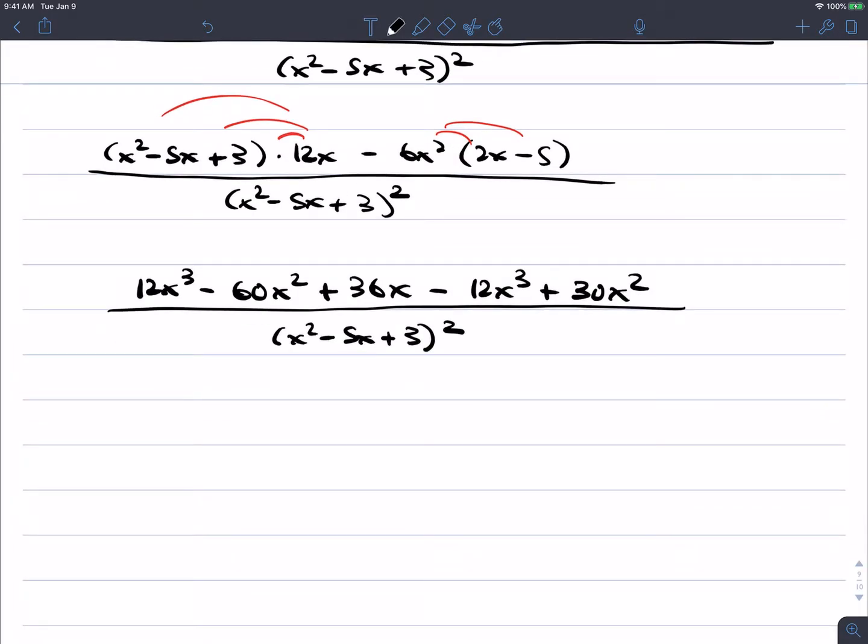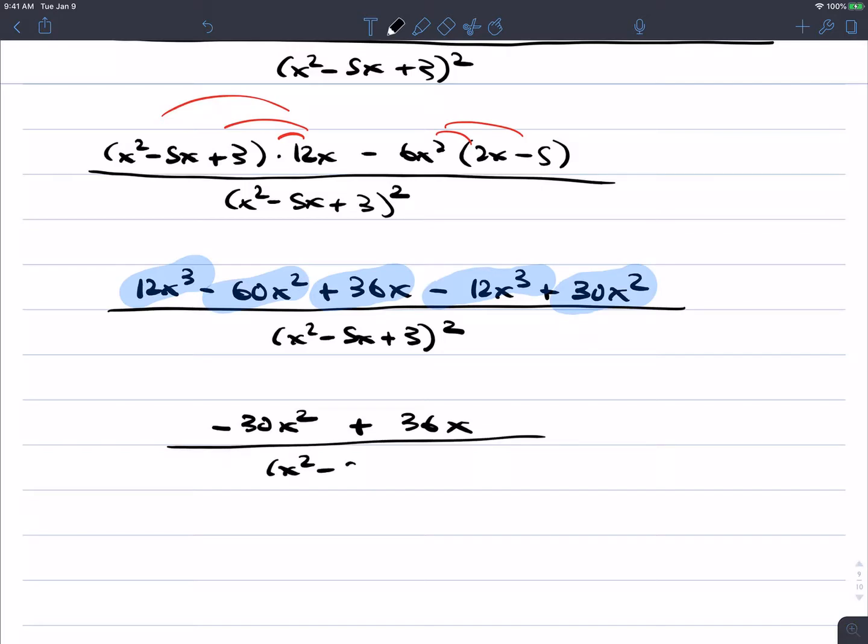So now we're going to look at combining our like terms. 12x cubed minus 12x cubed. My 12x cubes are gone. We're going to have a negative 60x squared plus 30x squared. That's going to give me a negative 30x squared. We're going to have plus 36x. So this will be plus a what? 36x. Everything over x squared minus 5x plus that 3.